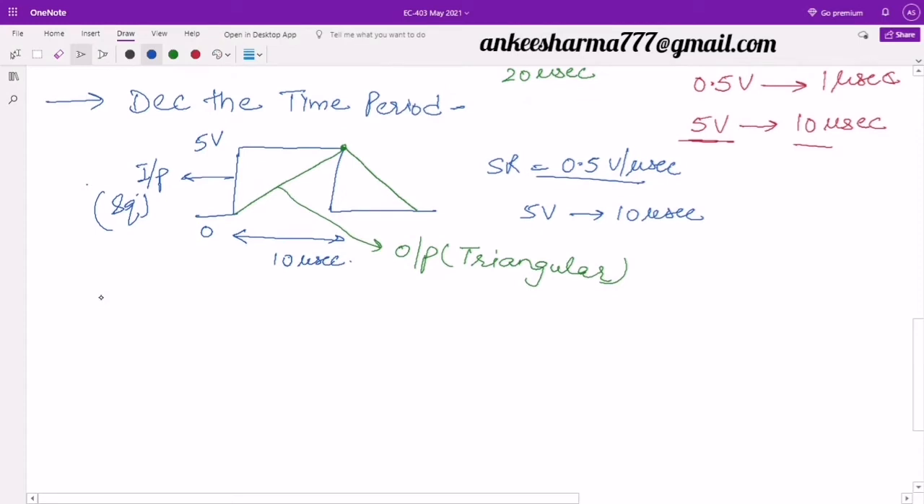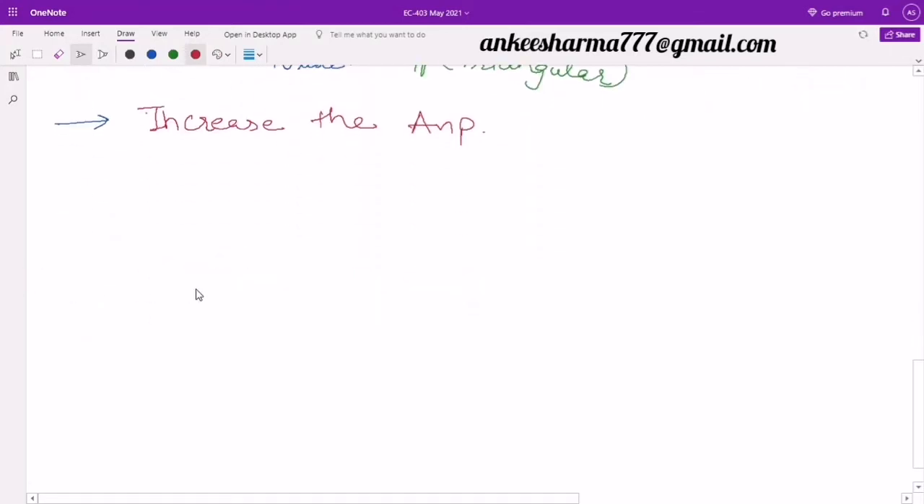If I increase the amplitude of the signal, let me increase the amplitude of the signal, then what is going to happen and how this slew rate is going to affect. Let's see. In this scenario I will take a 10 volt signal, again a square signal, 0 to 10 volts, and slew rate is again the same, that is 0.5 volts per microsecond.